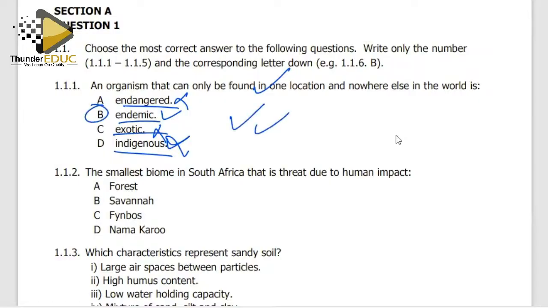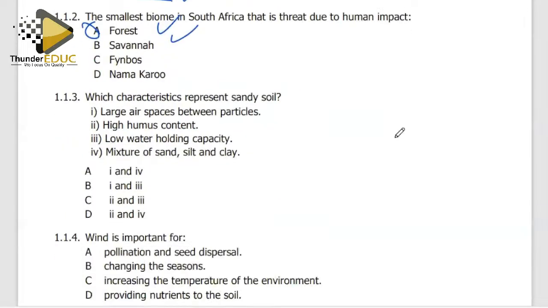The smallest biome in South Africa that is threatened due to human impact. So which biome is that? We have small forest in Mpumalanga. So the answer becomes A.